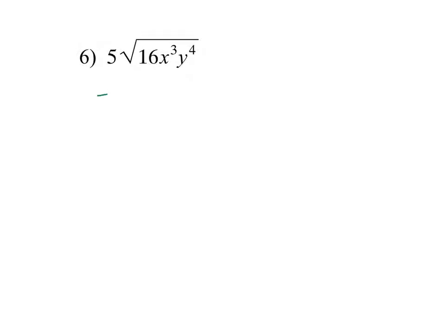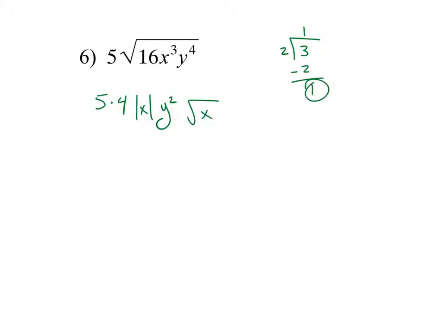Again, 16, we know that has a perfect square root, 4 times 4. So 5 times 4. Now, again, 3 divided by 2 is 1, minus 2 is 1. So I have the absolute value of x. And 4 divided by 2 is 2, so that means y squared. And remember that we have an x remaining inside. So 20, absolute value of x, y squared, square root of x. As you can see, this one, because the exponent outside is going to be even, we don't need to include the absolute value.